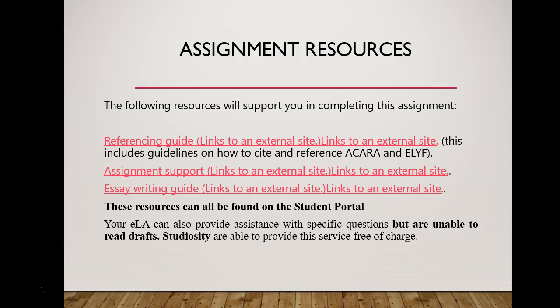I will highlight that our ELAs can't provide specific draft reading service, but Studiosity is a fantastic resource to be using for this assignment in particular, because they can give you a lot of feedback in regards to essay writing, and they are free. So I would really encourage you to be using them for this assignment.